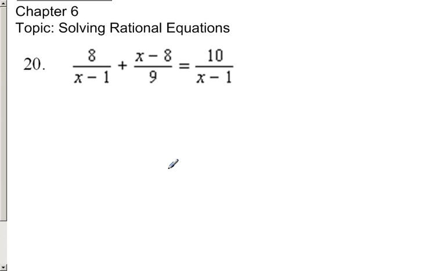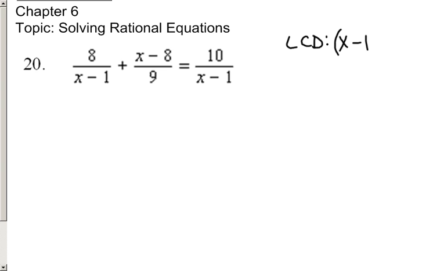Solving a rational equation is similar to adding and subtracting rational expressions. First step is to find the least common denominator. In this example, all the denominators have already been factored. So the least common denominator for the first rational expression is x minus 1.